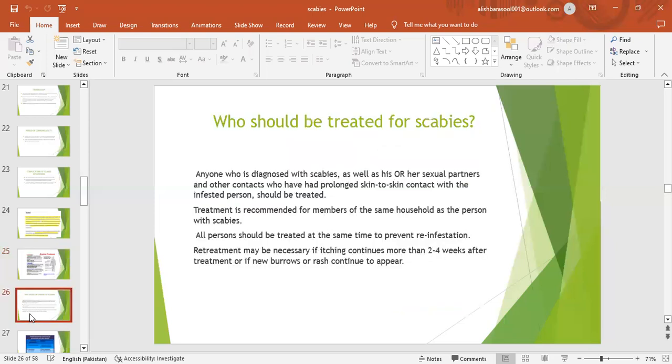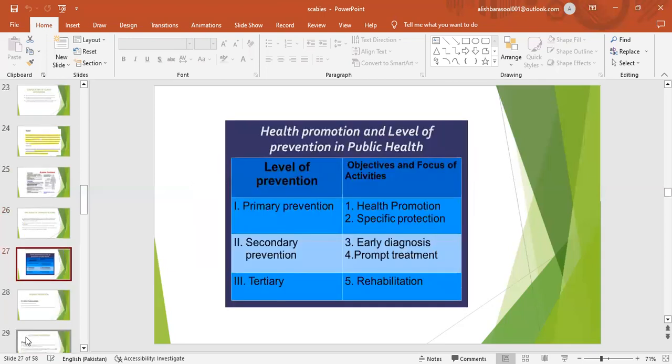Who should be treated for scabies? Anyone who is diagnosed with scabies, as well as his or her sexual partners and other contacts who have prolonged skin-to-skin contact with the infested person, should be treated. Treatment is recommended for members of the same household as the person with scabies. All persons should be treated at the same time to prevent reinfestation. Retreatment may be necessary if itching continues more than 2 to 4 weeks after treatment, or if new burrows or rash continue to appear.